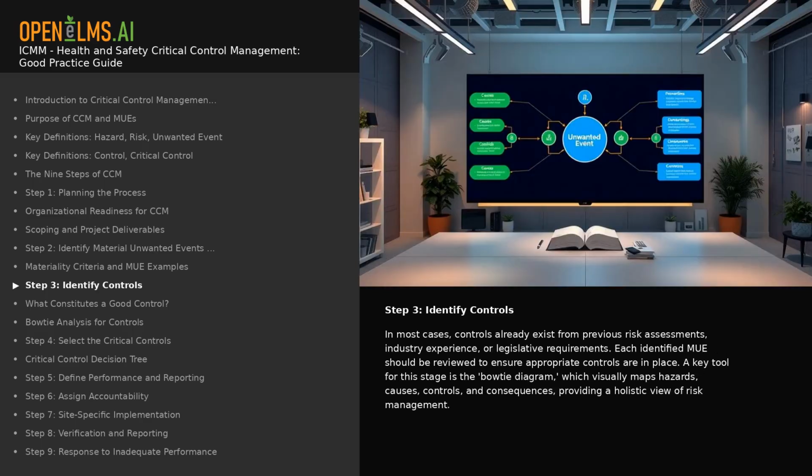In most cases, controls already exist from previous risk assessments, industry experience, or legislative requirements. Each identified MUE should be reviewed to ensure appropriate controls are in place. A key tool for this stage is the bowtie diagram, which visually maps hazards, causes, controls, and consequences, providing a holistic view of risk management.